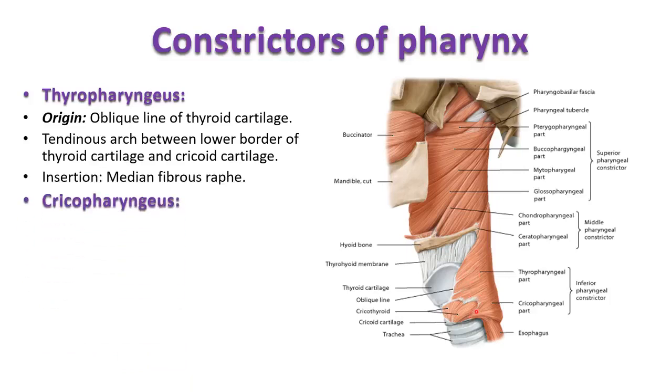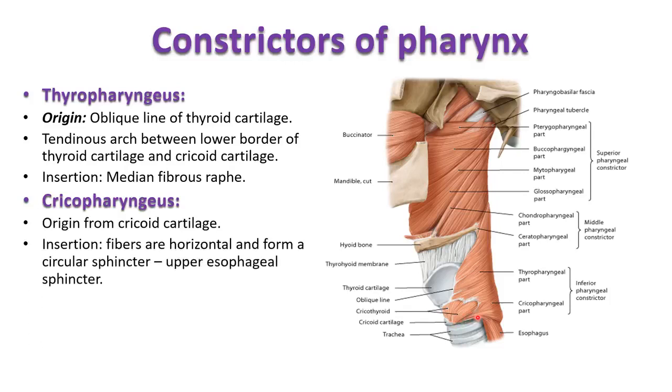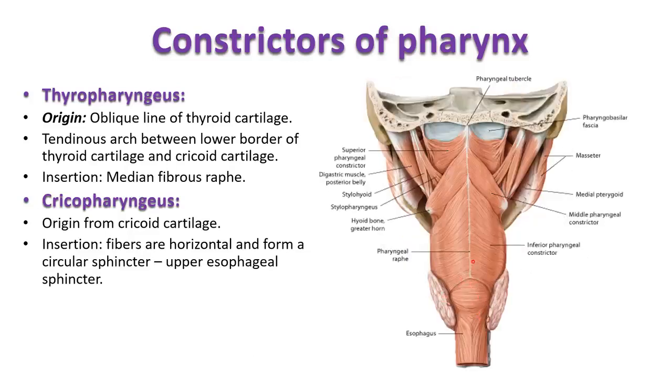Whereas the cricopharyngeus muscle arises mainly from the anterior arch of the cricoid cartilage. And what happens to the fibers? They don't insert into the posterior midline raphe. Only the thyropharyngeus part is inserted into the midline raphe, whereas the cricopharyngeus fibers sweep backwards and are continuous with the fibers of the opposite side, and thereby form a sphincter, the upper esophageal sphincter. This part is always kept closed, whereas this part of the pharynx is open.